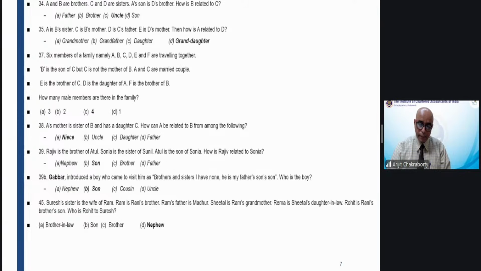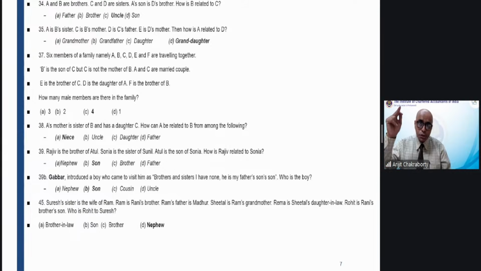So now the picture is like this. Rohit is Rani's brother's son. Rani's brother is Ram. So Rohit is the son of Ram, which means Ram and W have a son Rohit. Question is, Rohit ke saath Suresh ka kya sambandh hai? Rohit's mother's brother is Suresh. So basically Suresh is the uncle of Rohit. Rohit ki mummy ke side mein, maternal uncle.